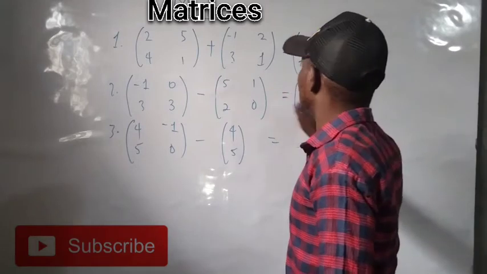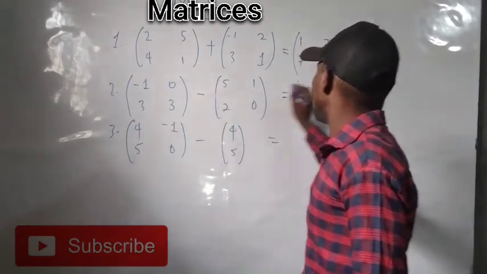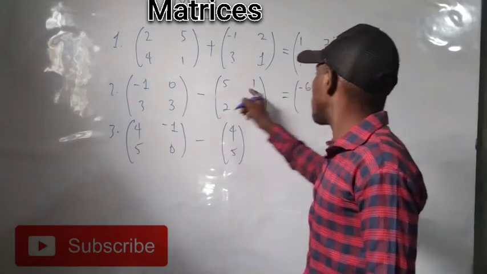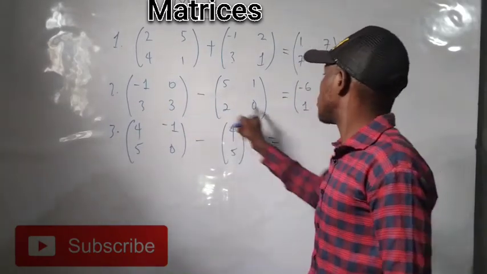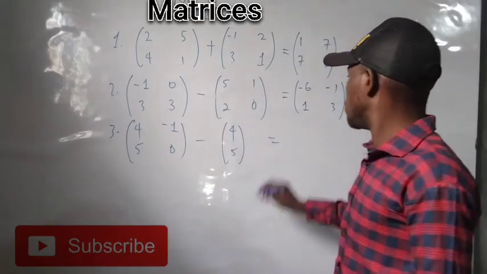Meanwhile, adding this together, what do I have? Minus 1 minus 5 gives me minus 6. 0 minus 1 gives me minus 1. 3 minus 2 will give me 1. Then 3 minus 0 will give me 3. A 2 by 2 matrix.